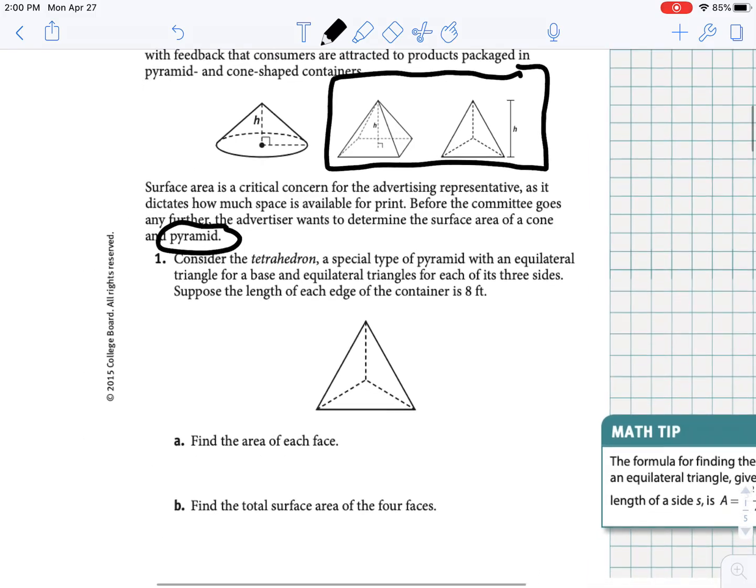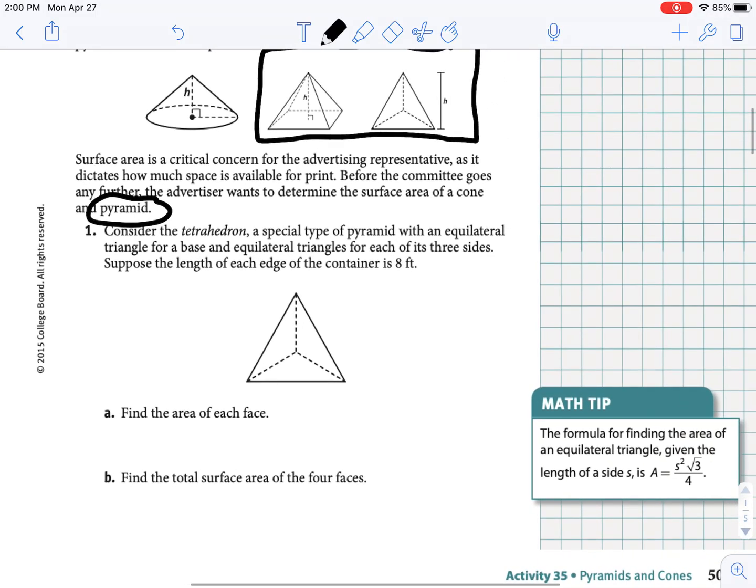Now, there's a couple of specific types of pyramids that I want to make sure that we talk about. One of these is the tetrahedron. The tetrahedron is a type of pyramid that has an equilateral triangle for a base, and then all of the lateral sides are also equilateral triangles. So if you really think about this tetrahedron, we could say that this tetrahedron is made up of 4 equilateral triangles.